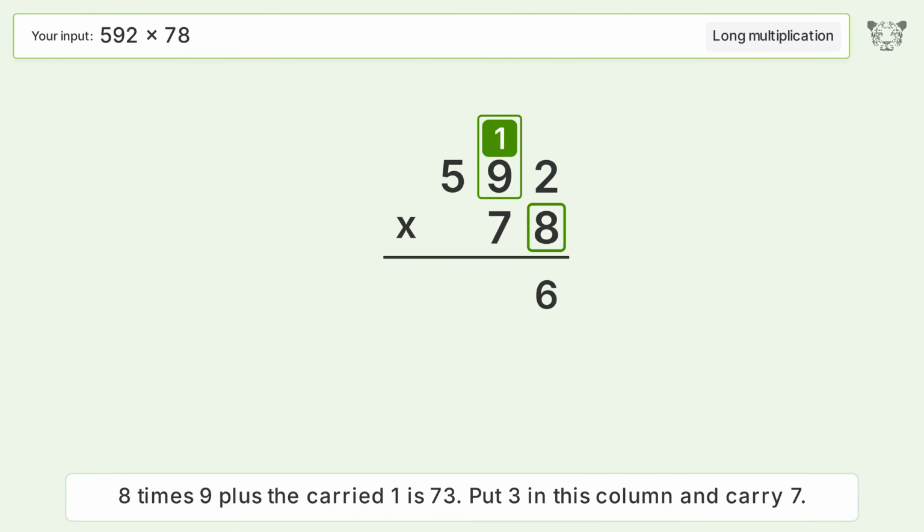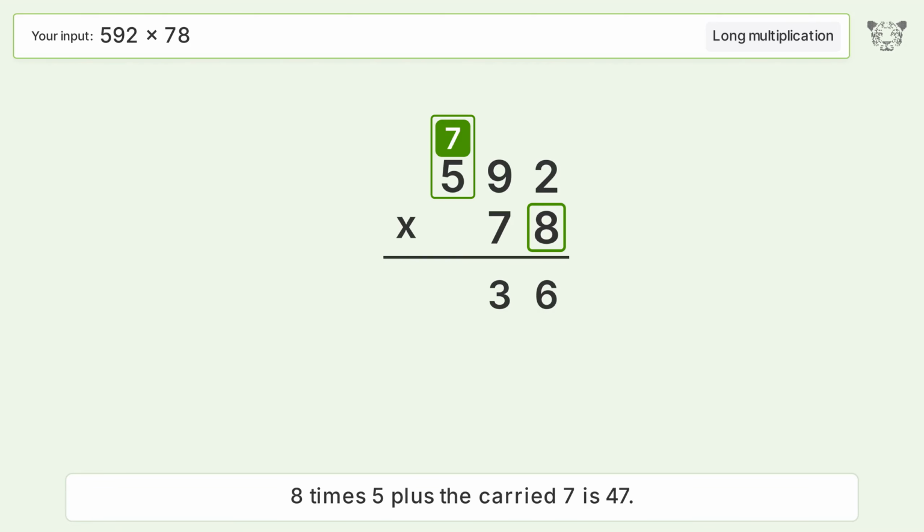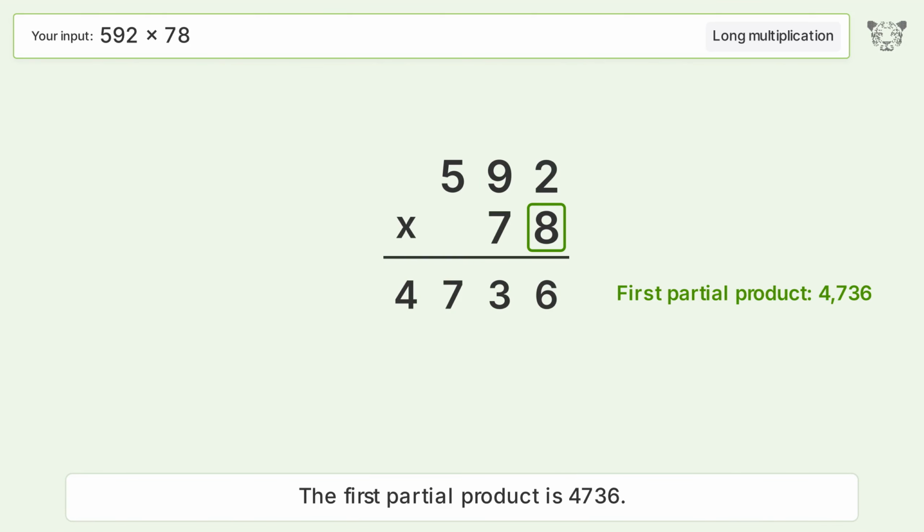8 times 9 plus the carried 1 is 73. Put 3 in this column and carry 7. 8 times 5 plus the carried 7 is 47. The first partial product is 4,736.